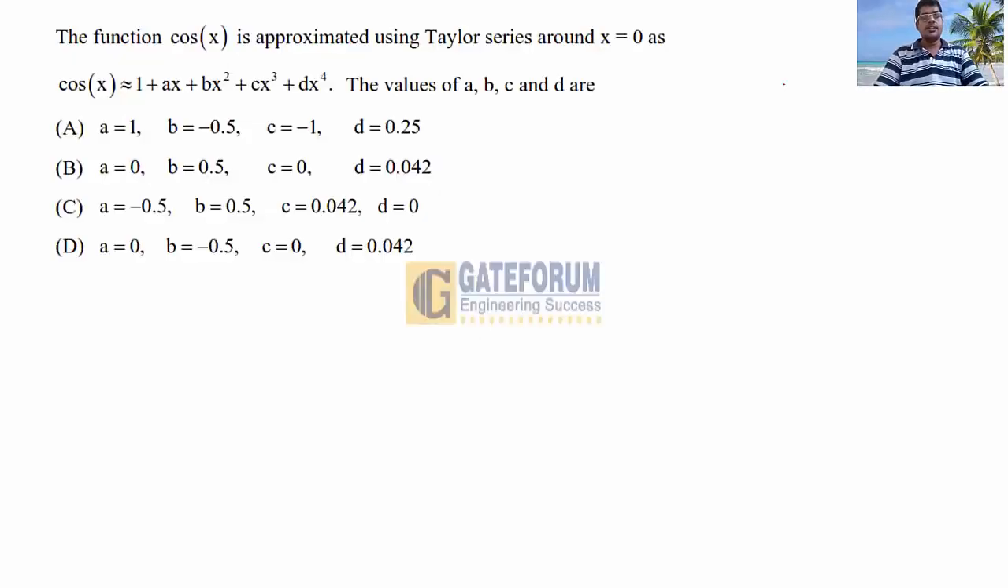The question is, the function cos x is approximated using Taylor series around x equal to 0 as cos x approximately 1 plus ax plus bx square plus cx cube plus dx power 4. The values of a, b, c and d are given as 4 options. This question is from engineering mathematics, from the topic differential calculus, subtopic Taylor series. The solution is from GATE 2021.